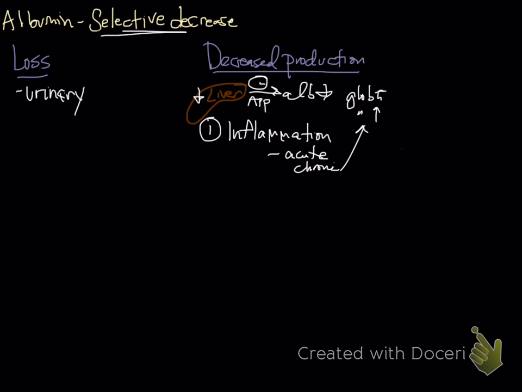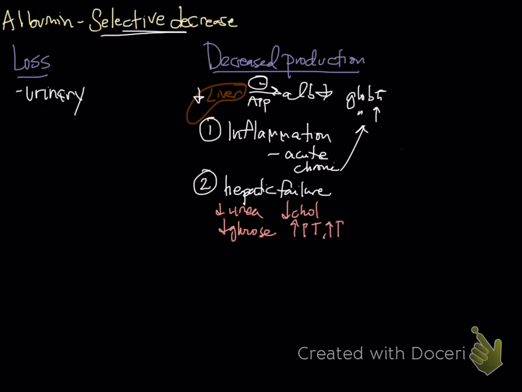The other one we talked about when we talked about clotting factors: if the liver makes albumin, then with failure of the liver, so hepatic failure, the evidence would be concurrent decreases in things like urea, glucose, cholesterol, and an increase in clotting times because you have decreased production of clotting factors by the liver. So hepatic failure, we'll talk about that later on.